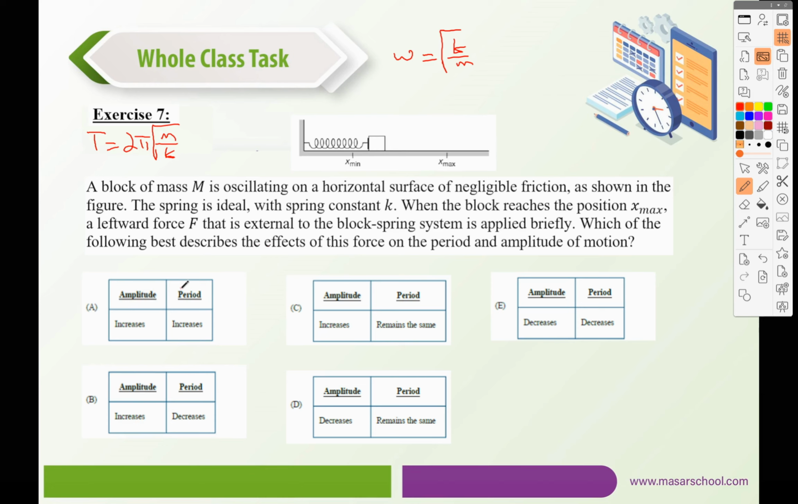Now, if you think about it, let's first discuss the period. Did we change the mass? No. Did we change the spring? So k didn't change. We didn't change m and k, so the period should stay the same. Which means we can directly think about either C or D.